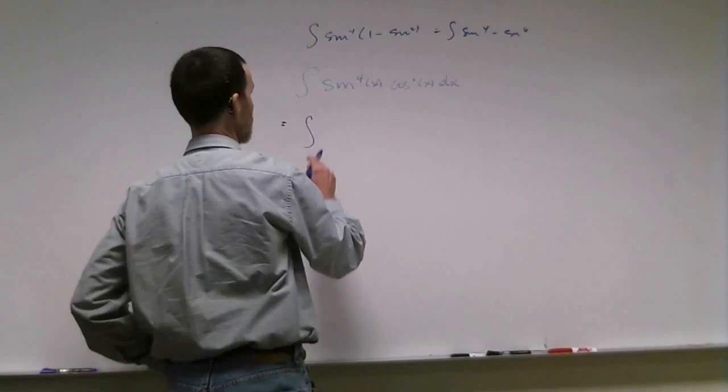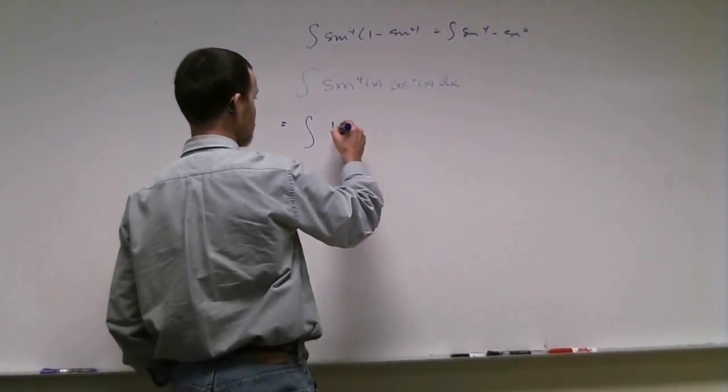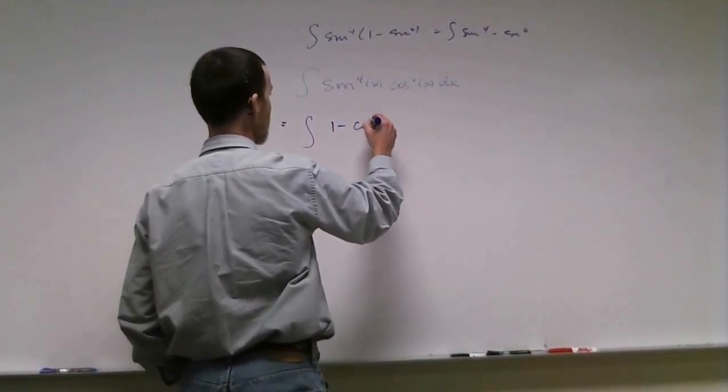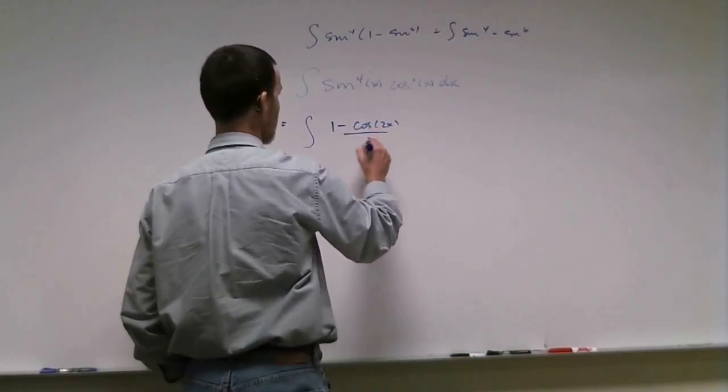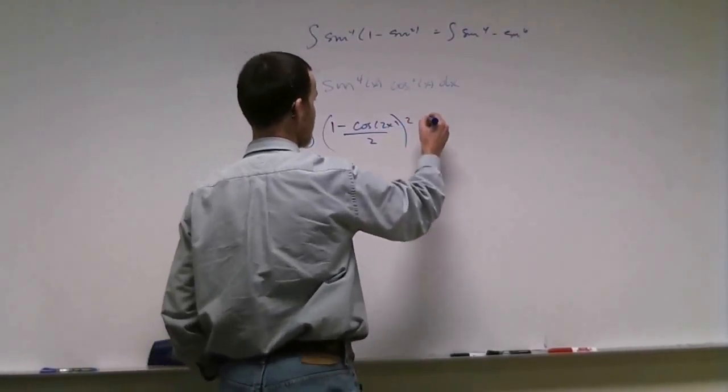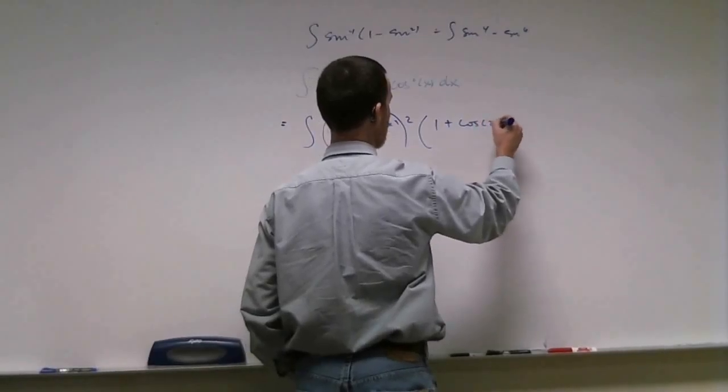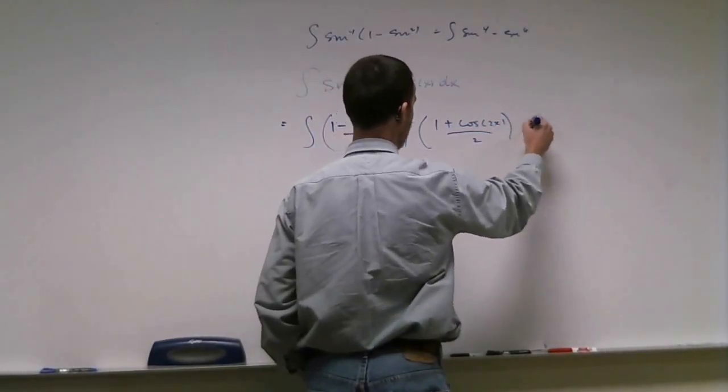So I think I'm just going to try 1 minus cosine of 2x over 2 squared times 1 plus cosine of 2x over 2.